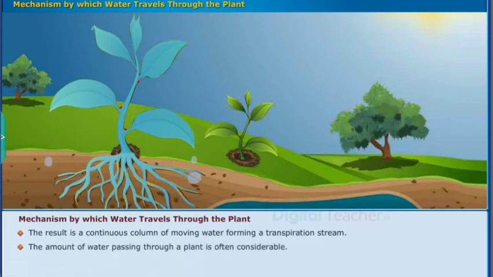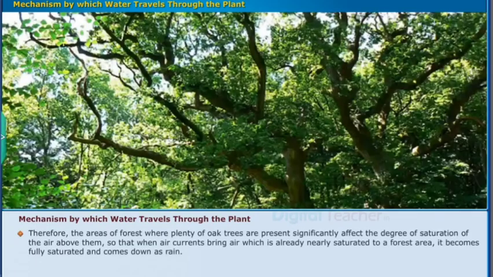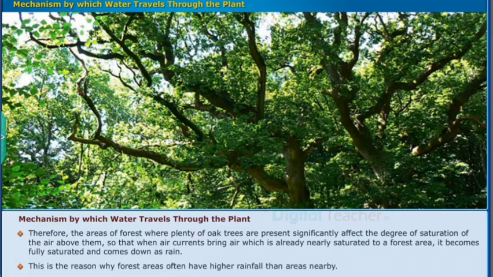The amount of water passing through a plant is often considerable. For example, an oak tree can transpire as much as 900 liters of water per day. Therefore, the areas of forest where plenty of oak trees are present significantly affect the degree of saturation of the air above them, so that when air currents bring air which is already nearly saturated to a forest area, it becomes fully saturated and comes down as rain. This is the reason why forest areas often have higher rainfall than areas nearby.